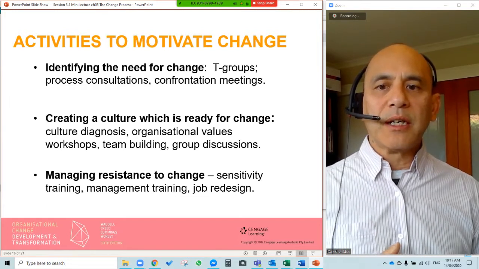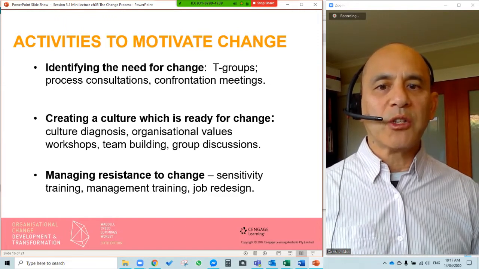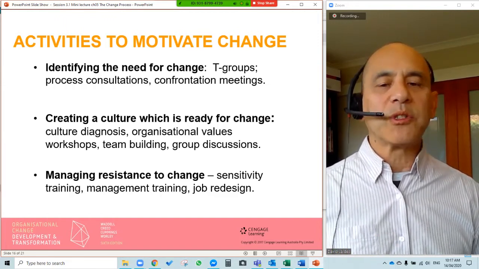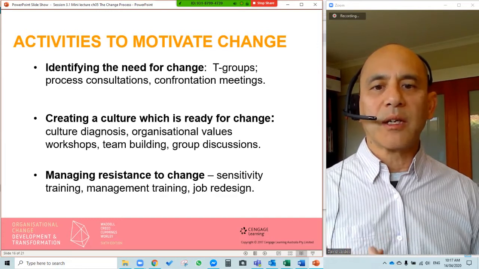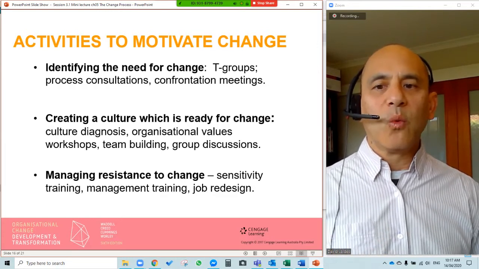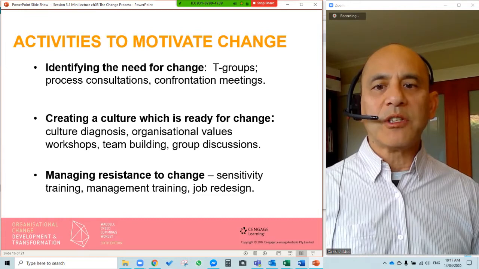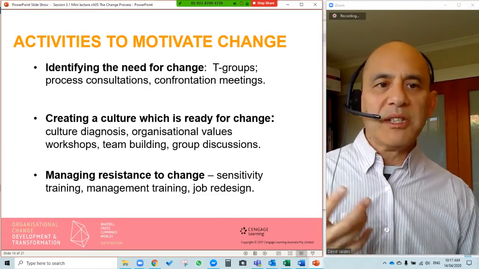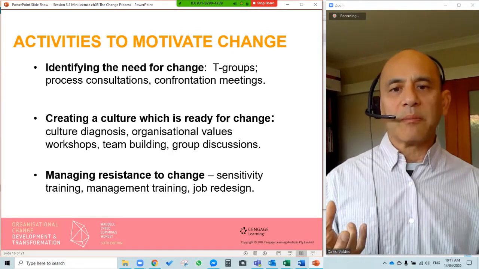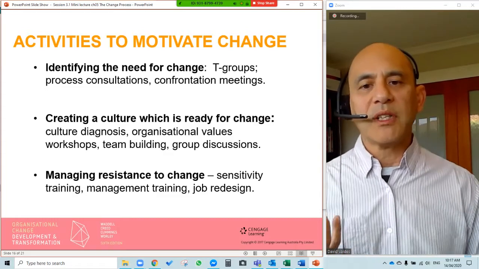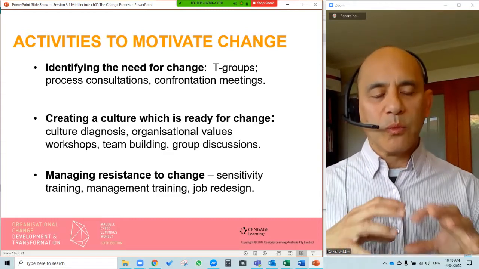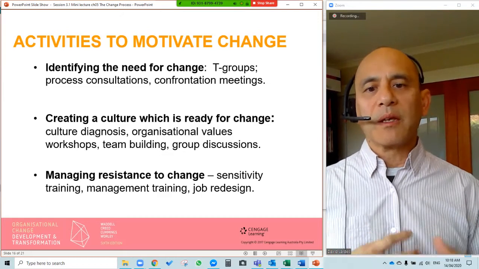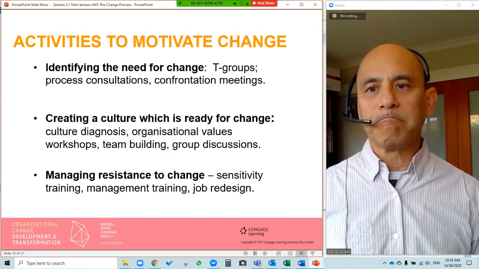A third set of activities might be, if there is resistance to change, how do we get over this resistance to change? And we can do this in all sorts of ways. One is through a T group or sensitivity training, or a redesign of a job. If we know that the person does not have the ability to do the job, then we can redesign the job so that he doesn't have to do the task.